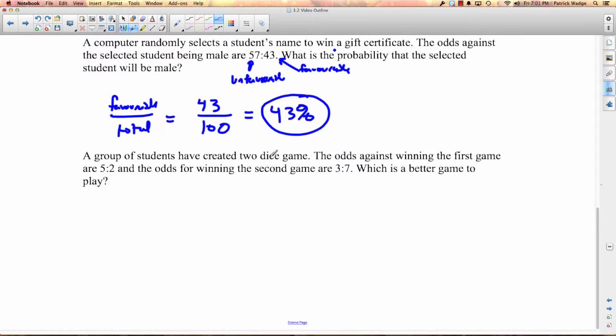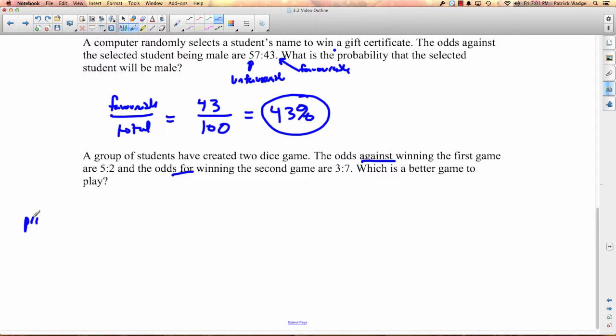A group of students have created 2 dice games. The odds against winning the first game are 5 to 2, and the odds for winning the second game are 3 to 7. Which is a better game to play? Okay, well let's see what the probability is of winning both these games.